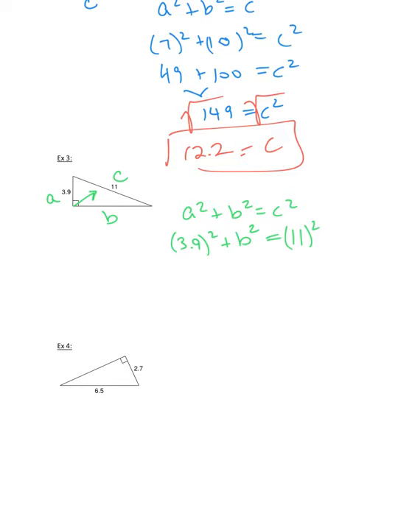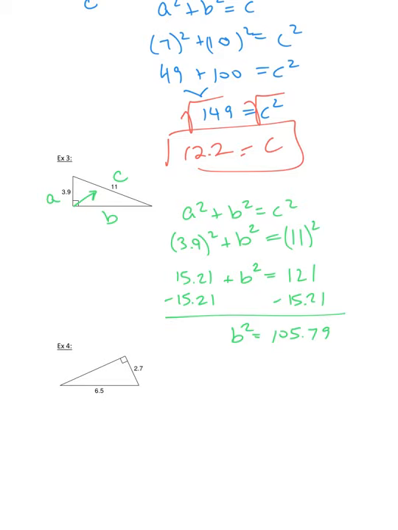Not that it's a big deal or anything, but 3.9 squared is going to give you 15.21. I just squared that on my calculator. Plus, I bring down the b squared equals, and then 11 squared is 121. So in here, the extra step is you have to subtract to isolate b. So I am subtracting 15.21, and that's going to give me 105.79. So I have b squared equals 105.79.